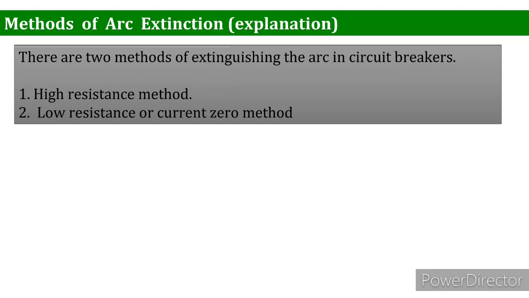The second method is the low resistance or current zero method. Well, this method is used for arc extinction in AC circuits, and in this method the arc resistance is kept low. In the previous method we had high resistance, in this case we have low resistance. So when there is an arc, the arc extinguishes naturally and is prevented from restriking in spite of the rising voltage across the contacts.